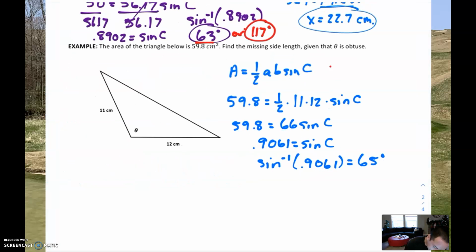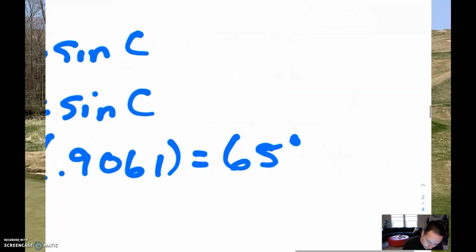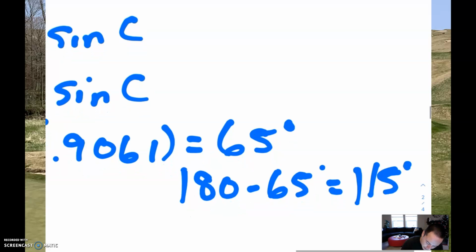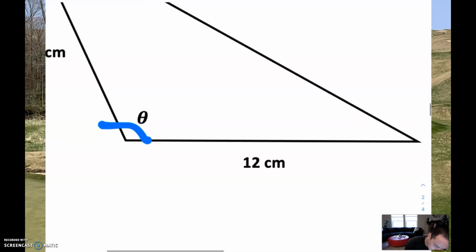However, if you look at this angle, it's not a 65-degree angle. It tells you in the problem that theta is obtuse. So remember, your calculator finds the acute angle. To find the obtuse one, we have to subtract from 180. And we get an angle of 115 degrees. So now we know that this theta is 115. And you might think, hooray, you're done with this problem.